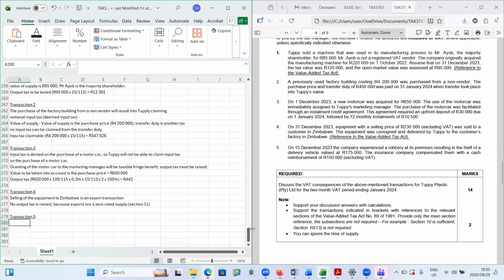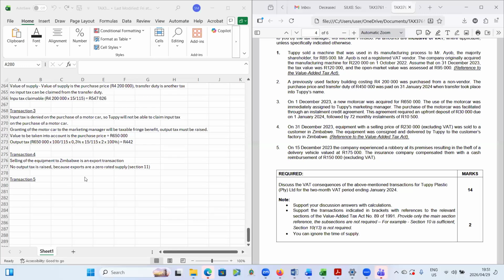Anyone wants to try, Sina? Or this time around, Masemula? Good evening. It's output VAT. Output VAT must be raised. This is a deemed supply, isn't it? Yes, this is a deemed supply.